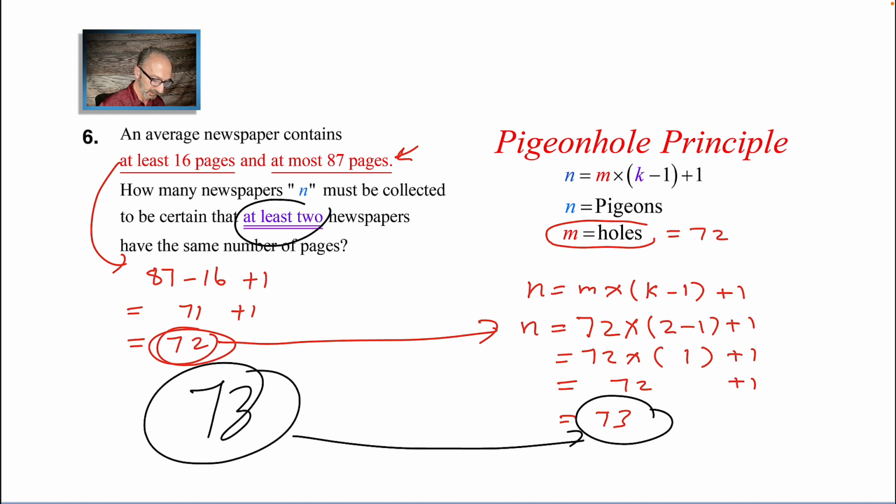So using the formula, n will be 73. You need one more than 72 newspapers to guarantee that you will have at least 2 of the same number of pages.